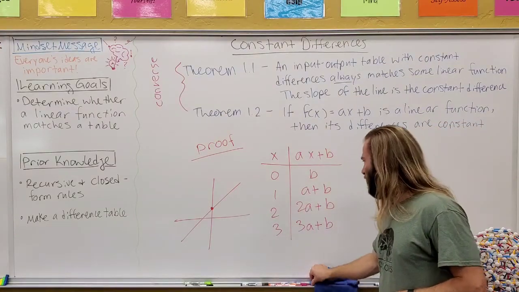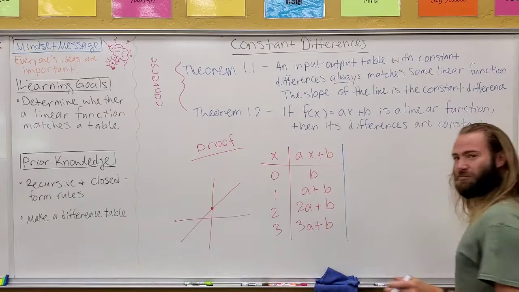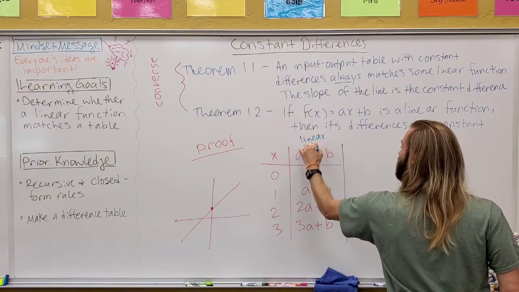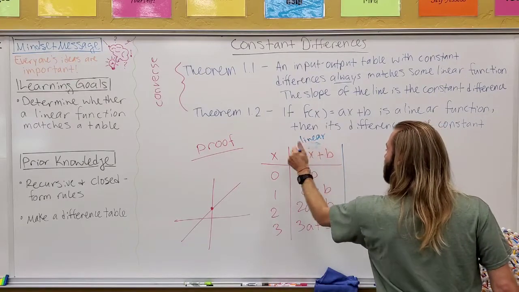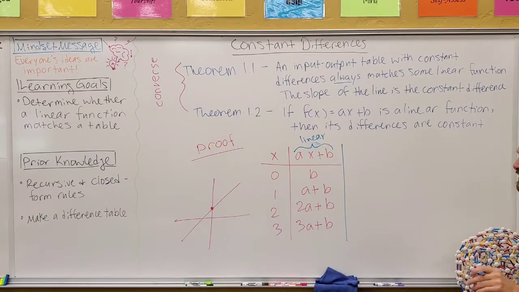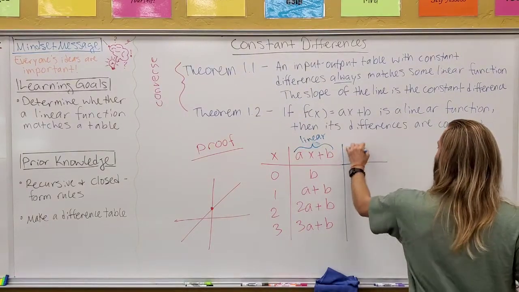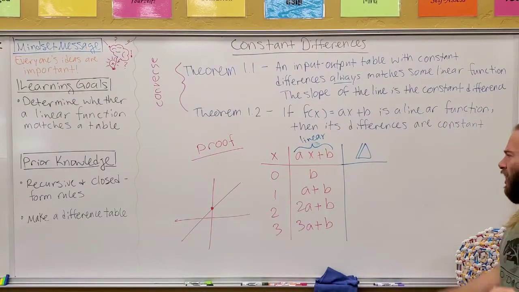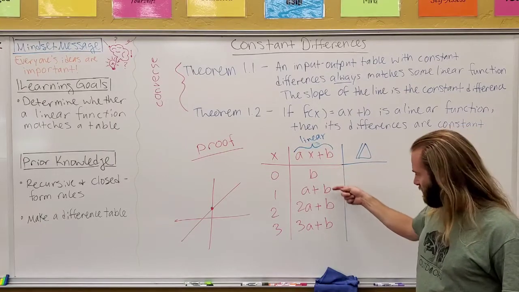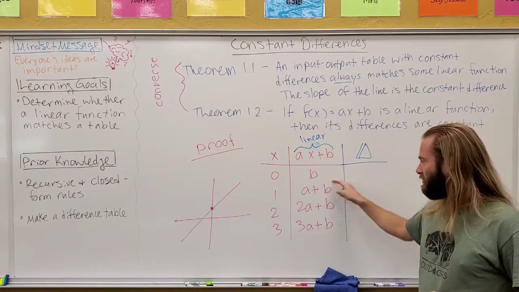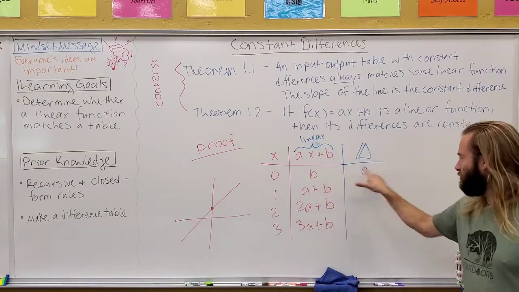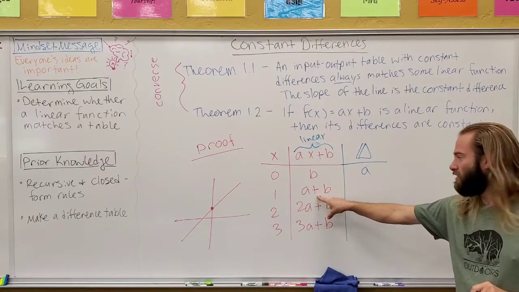Remember, what we're trying to do is realize the connection with a linear function. We know that ax plus b is going to be a linear function because we've learned that in the past. The cool thing is what we're trying to connect it with here: are the differences really constant? If I go from b to a plus b, how much did I increase? The only thing I added was an a. So b plus a gives me a plus b.